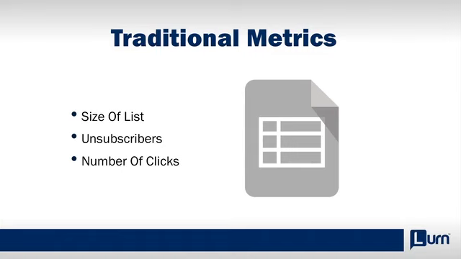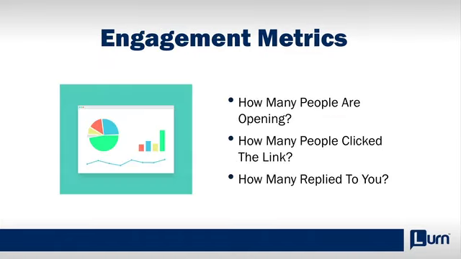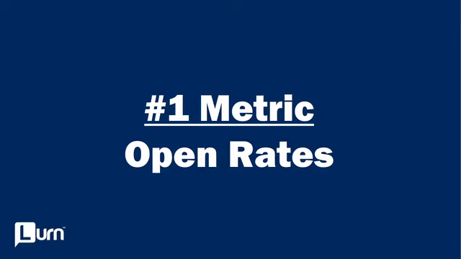But what I like to look at is more how many people are engaging with you. Importantly, looking at your emails: how many people are opening your emails, how many people are clicking your emails, how many people are replying to your emails, right? The number 1 metric when it comes to email marketing is open rates, okay? Open rates means the number of people that are opening your email.